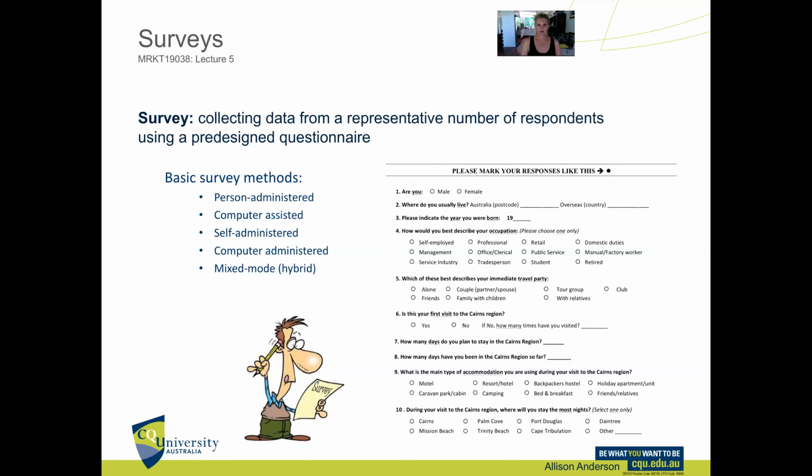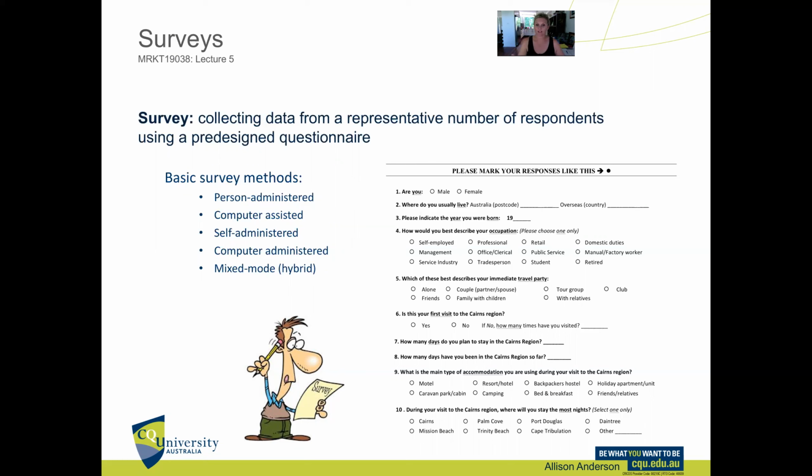So here we go. I've given you a nice little picture of a survey here. This is the start of the survey that I used for my PhD. I'm more than happy to talk at length about the survey I used for my PhD, because that's what PhD people do. They talk about it a lot.